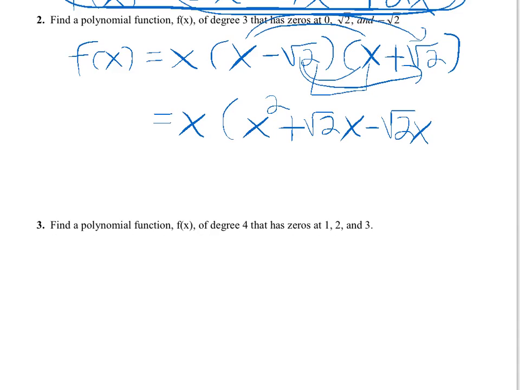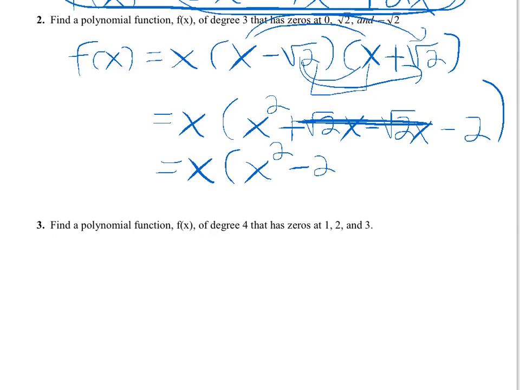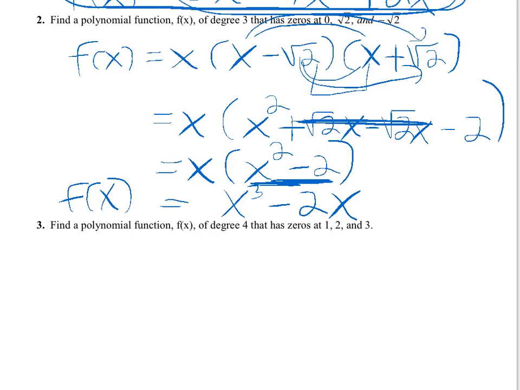And then here, negative root 2 times positive root 2, well, that's negative root 4, which is negative 2. So all the roots are going to go away. So I bring down the x. Okay, these middle terms, they go away, they're opposites. So then we just have x squared minus 2. And you think of it, this makes sense. For this x squared minus 2, if you set that equal to 0, you're going to get plus or minus root 2. Then you just distribute, and then you have your function of x cubed minus 2x. And that's it. That's our answer.